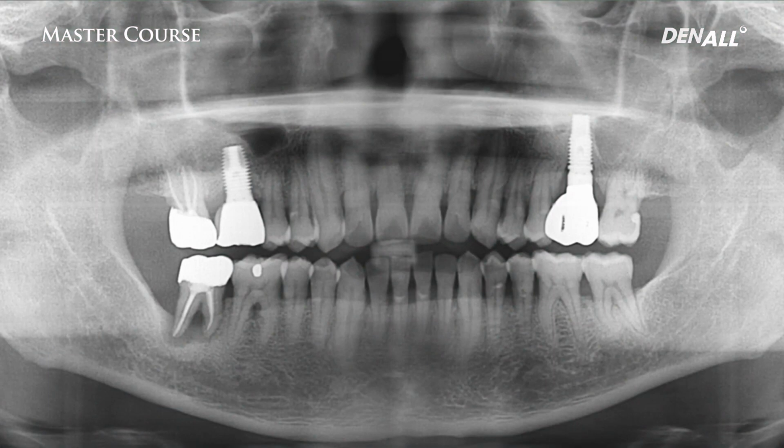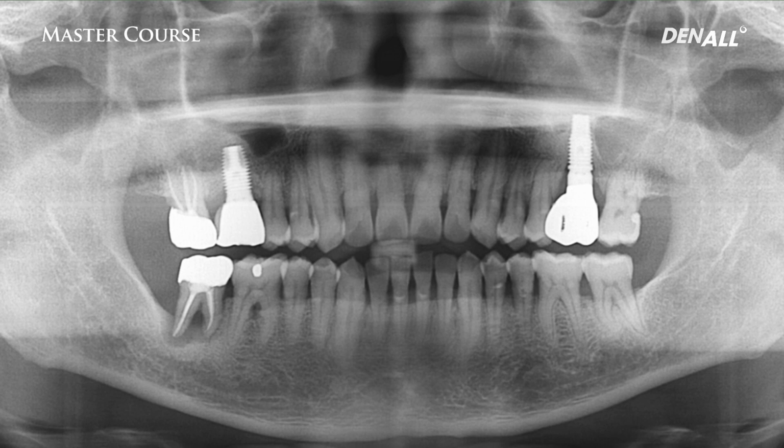Why do we need GBR? It is well shown in this image. As you can see, in number 16 and 26, implants are placed. The implant in 26, when I first learned implant, I only focused on placing implant where bone was. And the implant in number 16, I did appropriate GBR and completed the case.